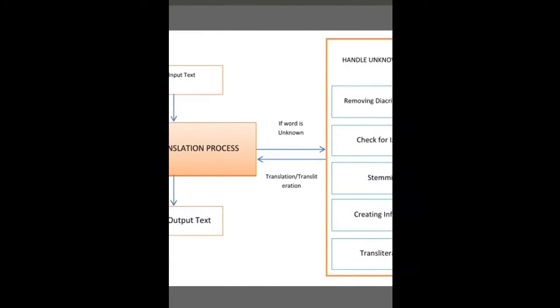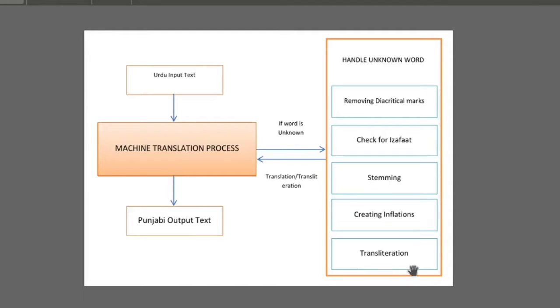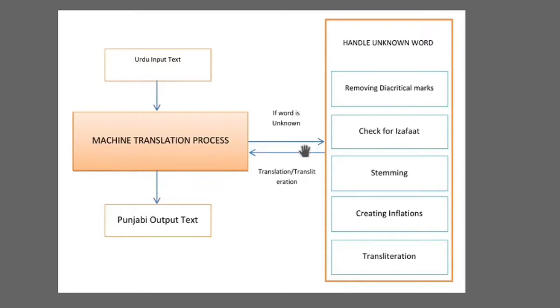To understand the working of this system, first try to understand the flow of this system from this diagram. This Urdu to Punjabi machine translation system consists of various submodules as shown in this diagram. The system takes Urdu input text and checks it against the various subsystems. For example, we have created different submodules to refine the input text and generate the optimized output. To handle the unknown words, we have various levels of submodules.